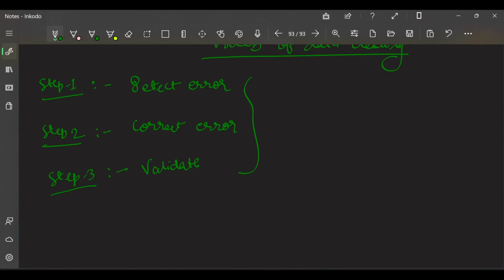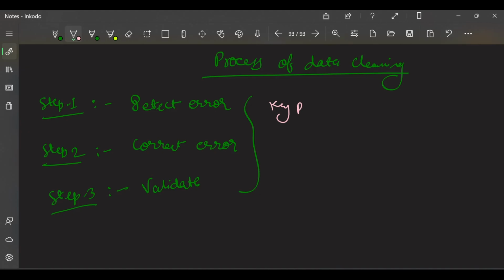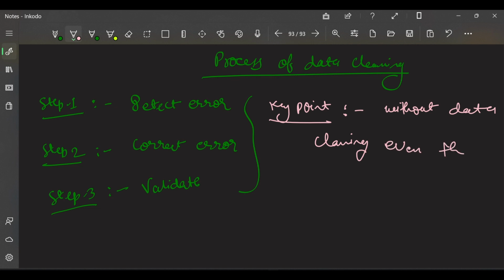Okay. So there is one key point. Just write it down for your reference. Key point: without data cleaning, even the best algorithm will fail. Okay. So I hope the process of data cleaning is clear.